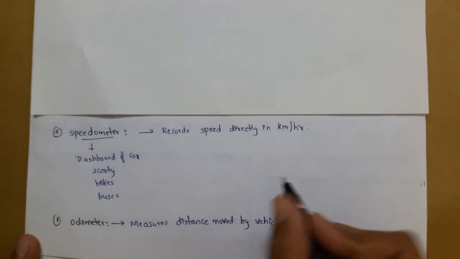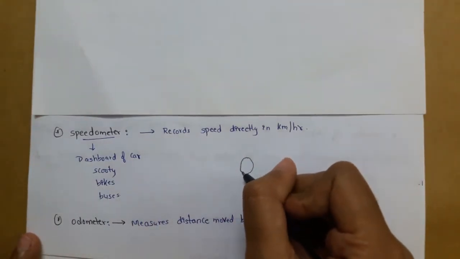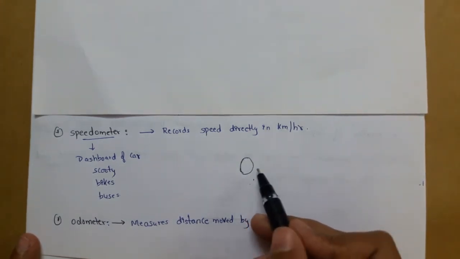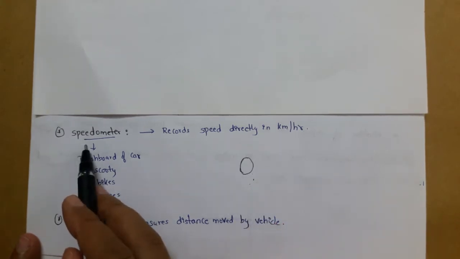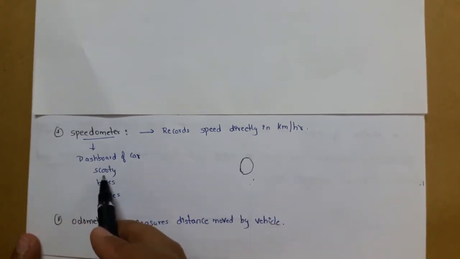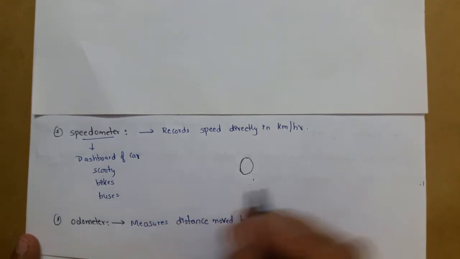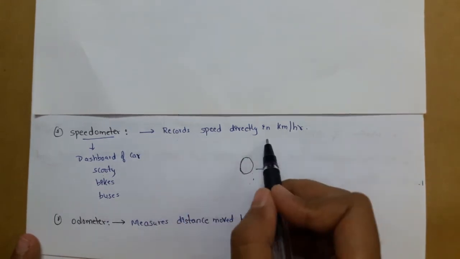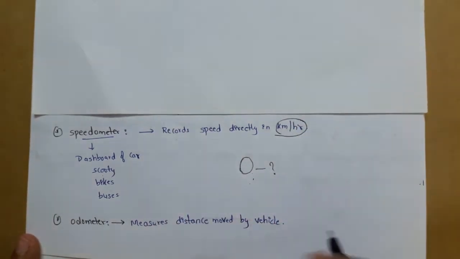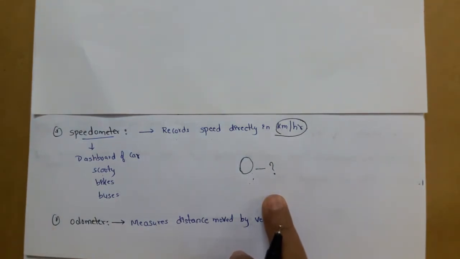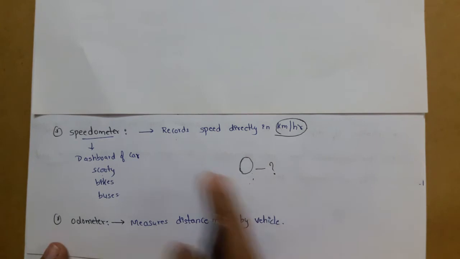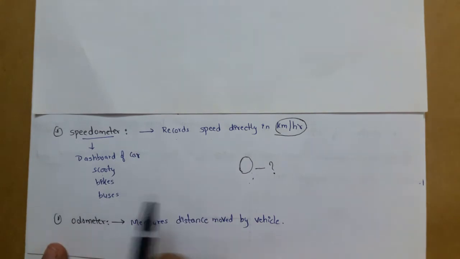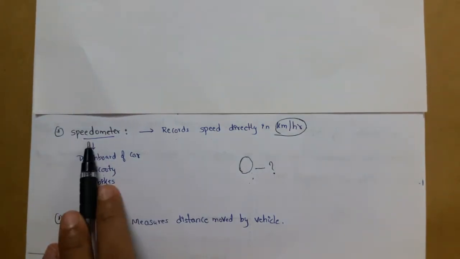You might have seen the circular board in your scooty, vehicle, bike or bus. What is that called? Why is it placed? That is called a speedometer. You might have seen it in the dashboard of a car, scooty, bike or bus. What is it used for? It is used to record the speed directly in kilometer per hour. So next time when you ride a bike, scooty, bus or car, note how much the speed is by using the device called speedometer.